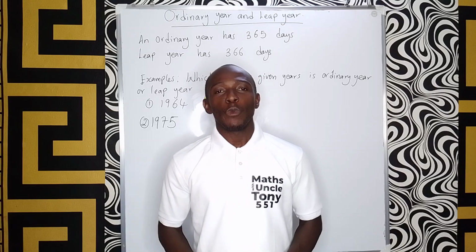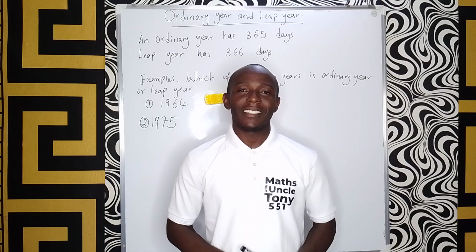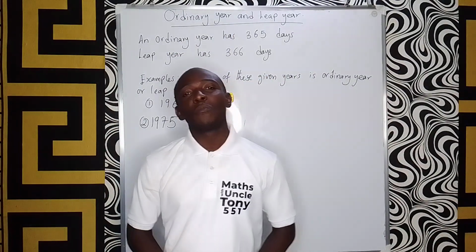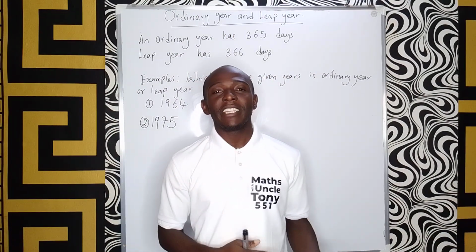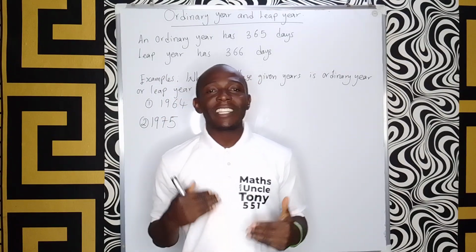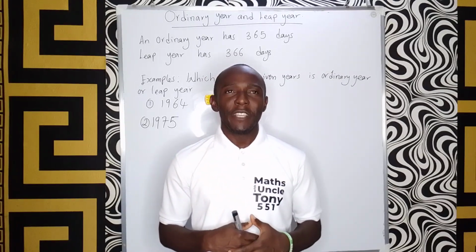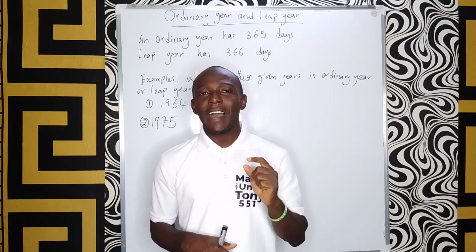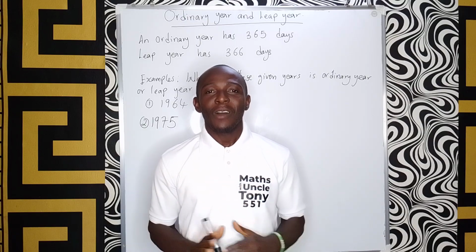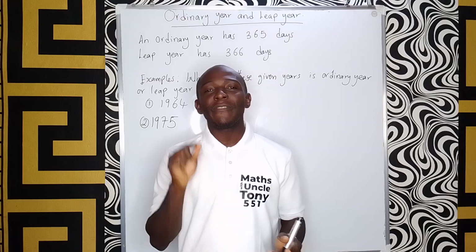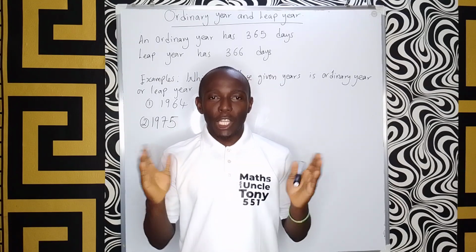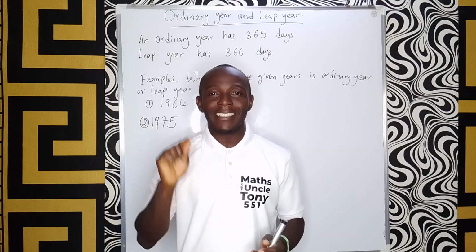And in this video, we'll be looking at something quite interesting, and it's called ordinary year and leap year. First and foremost, what do we mean by ordinary year or leap year? An ordinary year is a year that has 365 days, which means in the month of February, we only have 28 days. That makes it an ordinary year. Then what makes a leap year is when the month of February has 29 days, which means the total number of days will be 366 days.